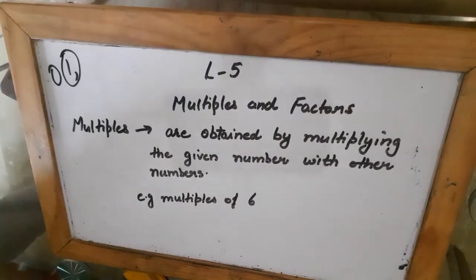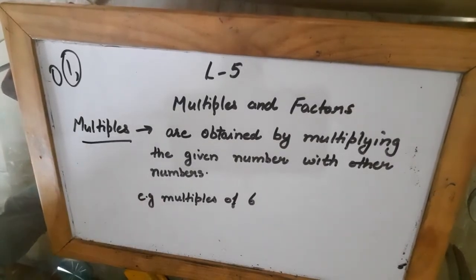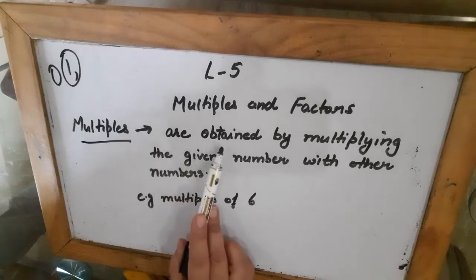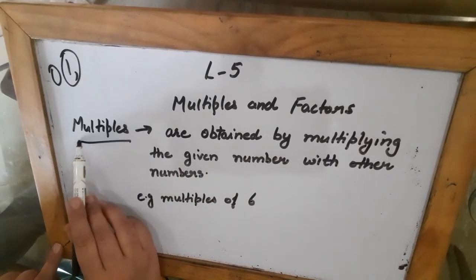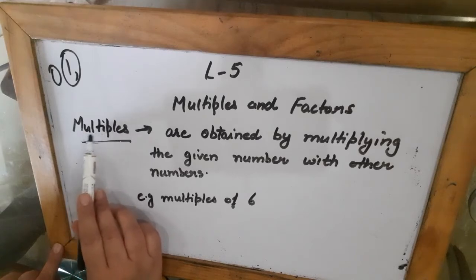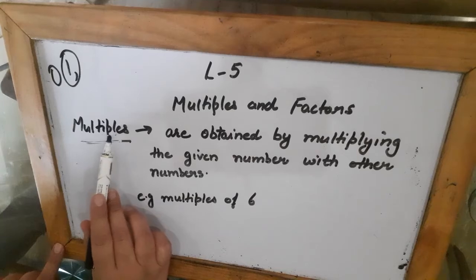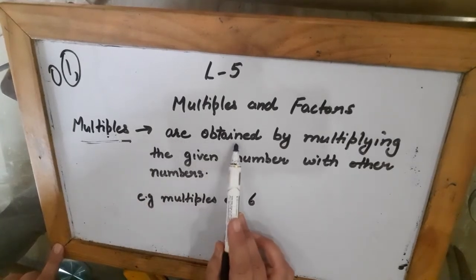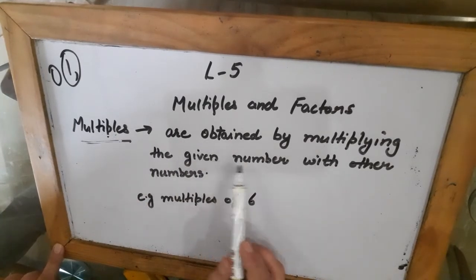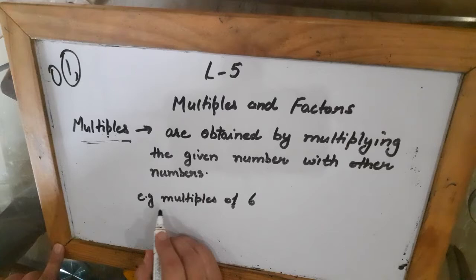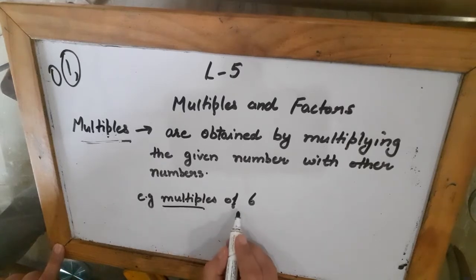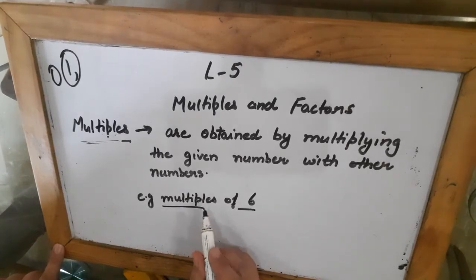Next we will learn about the multiples. Now what are multiples? Multiples are obtained by multiplying. You can see from the word itself, it has to do something with multiplying. They are obtained by multiplying the given number with other numbers. Let us understand this with the help of an example. Suppose I am asked to find the multiples of 6.